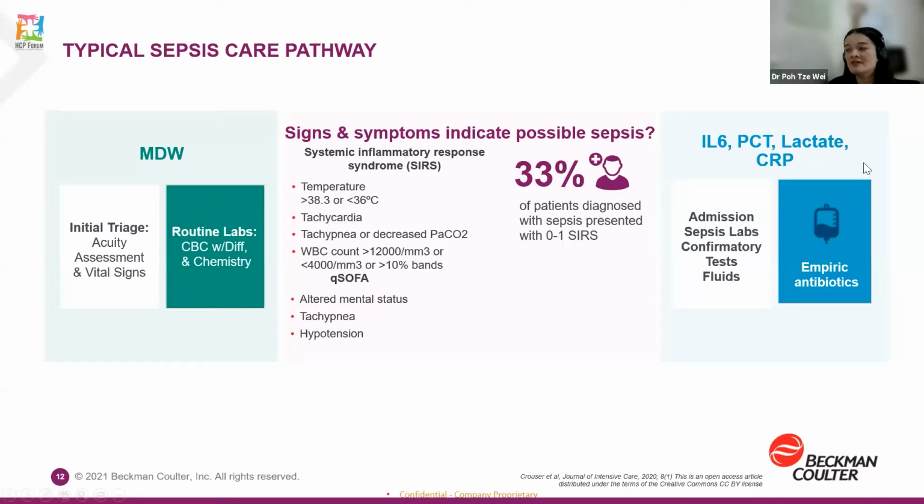And very often the other confirmatory tests like PCT, lactate, or CRP, or even IL-6 if your hospital is using it, these confirmatory tests are usually ordered much later on in the sepsis care pathway, where the physician is a little bit more convinced that this patient may have the likelihood of developing sepsis later on. So as you can see, these biomarkers are quite distinct from MDW in terms of utility in the typical sepsis care pathway.